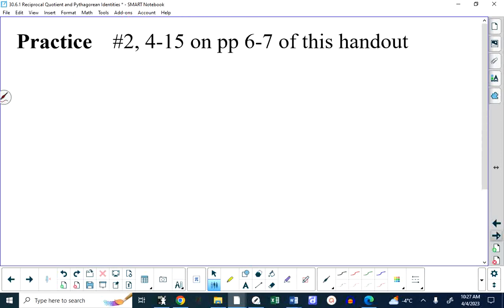So on page 6 and 7 of the handout, now I may have to adjust this. It may not be 6 and 7 because I added some stuff. On 9 and 10, I believe, yeah. On 9 and 10 of the handout, those are the questions that I want you doing.